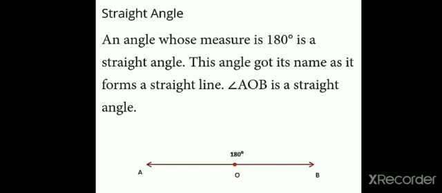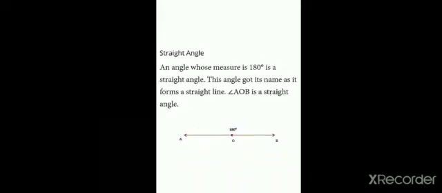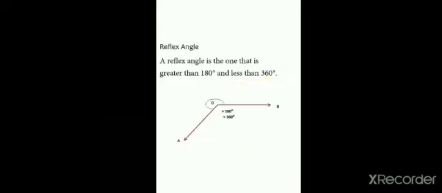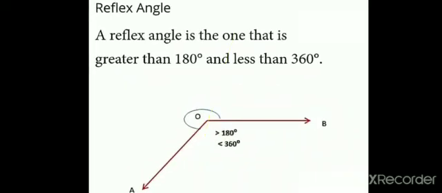See here, you can see angle O is the center, and from the common center O there arise OA and OB, two line segments. So these two line segments form 180 degrees, a straight angle. Reflex angle. A reflex angle is one that is greater than 180 degrees and less than 360 degrees.